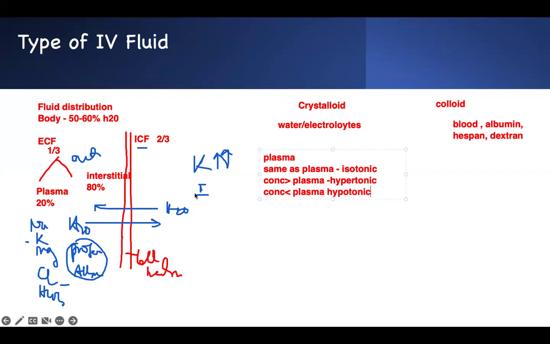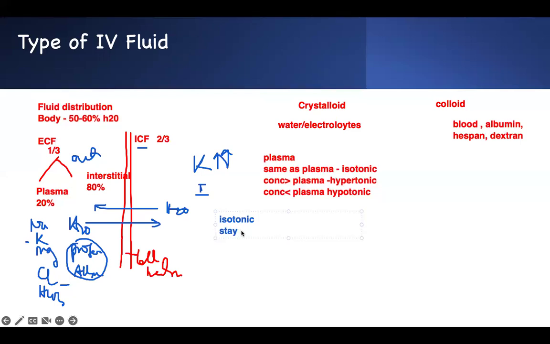That's all. And then you have to know what kind of fluids are hypotonic and what fluids are isotonic. So let's take isotonic fluid into consideration. Isotonic fluid has the same concentration as that of plasma. How would you know which one is isotonic? First of all, you have to know what the use of it is. Because it's the same concentration as plasma, when we give it to you, it stays in the plasma.